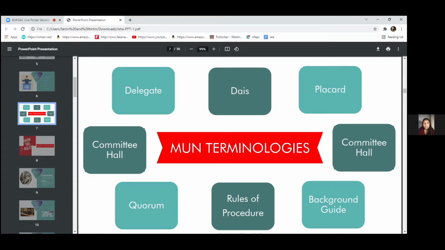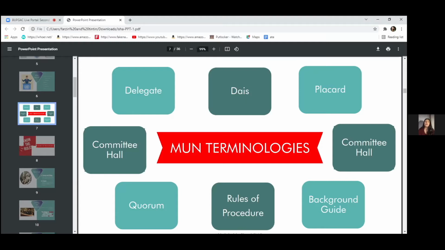So yeah, then we have the background guide. If you're a delegate, then you're given a guide before your MUN. Basically, the topic, the committee, everything is written in the background guide. It's basically a study guide for you to know more about the agenda and more about the committee that you are in at an MUN. The background guide is usually prepared by either the organizers of an MUN, or the dais members. It depends.